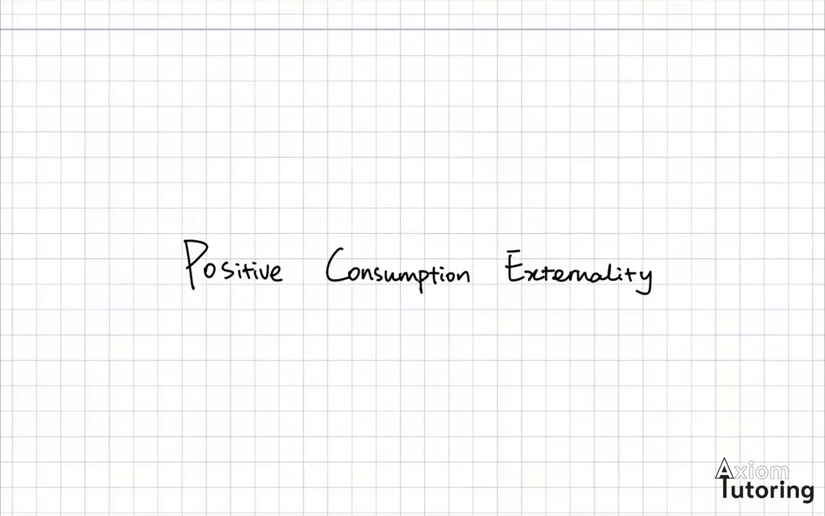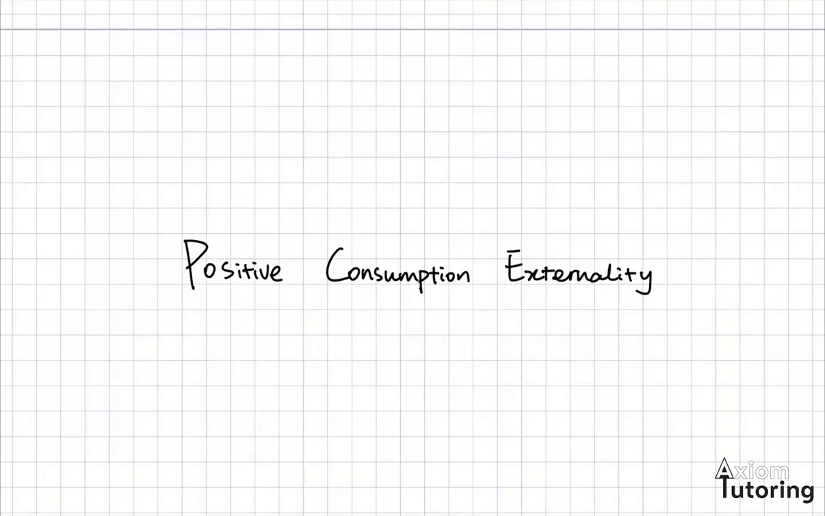In this video, we're going to talk about positive consumption externality. Let's start with the definition. A positive consumption externality occurs when the consumption of a good or service creates external benefits to third parties who are not directly involved in the transaction. When someone consumes a product, other people also benefit, even though they did not pay for it.